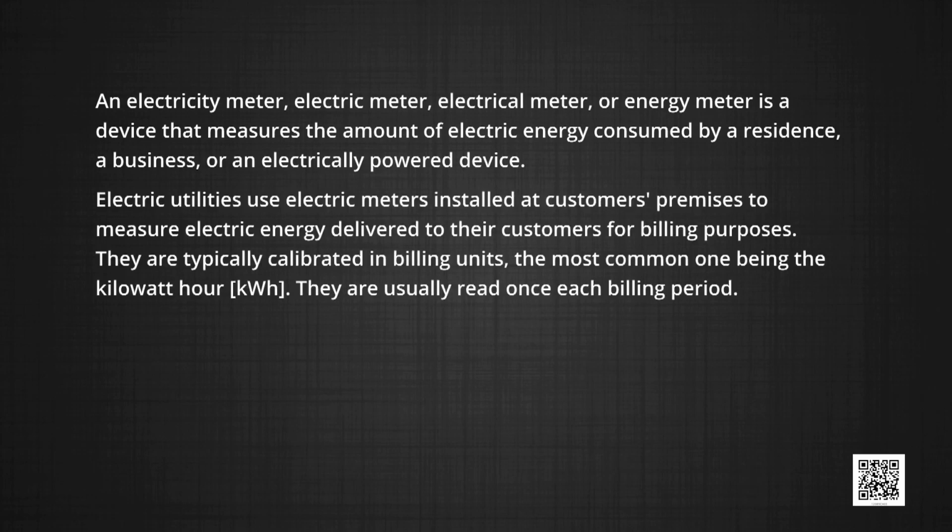Electric utilities use electric meters installed at customers' premises to measure electric energy, which is delivered to their customers for billing purposes. They are typically calibrated in the billing units, the most common one being the kilowatt hour or kWh. They are usually read once each billing period, say for the month.